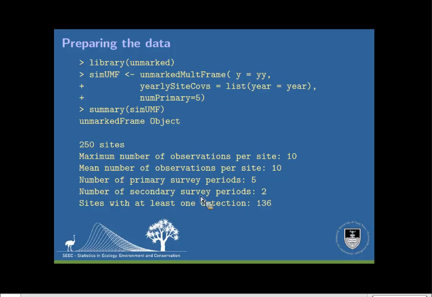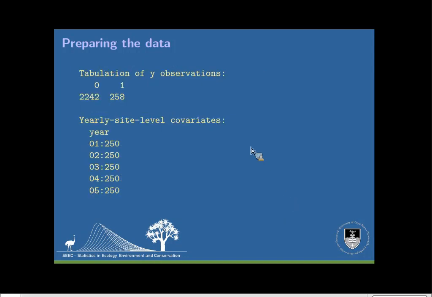Maximum number of observations per site, 10. Number of primary survey periods, 5. So it all looks correct. Number of secondary survey periods. So with that I mean number of surveys within a primary, within a season. Looks correct. Sites with at least 1 detection. So this gives you a chance to just quickly double check whether things are correct.